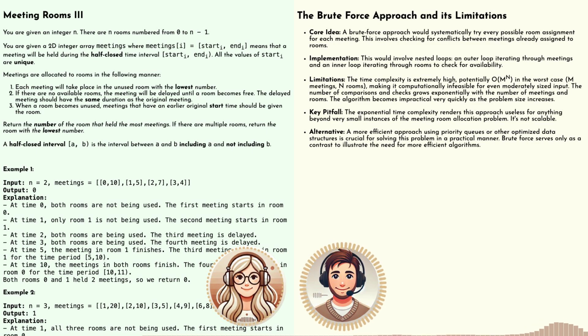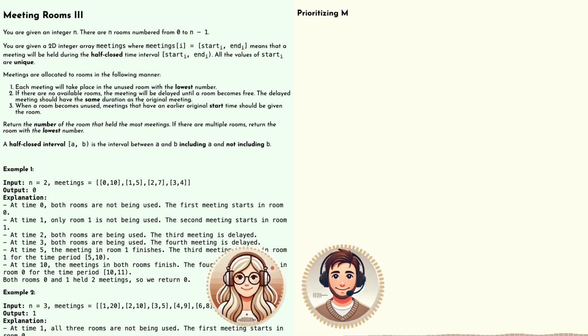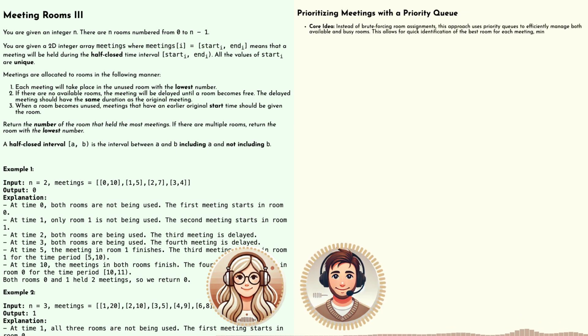But we both know that brute force isn't always the most elegant or efficient solution, especially when you have a ton of meetings and rooms to deal with. It's like searching for a book in a library by checking every single shelf. You'll find it eventually, but it'll take forever. Exactly. It's not very smart. So what's a smarter way to approach this? How can we be more targeted in our approach?